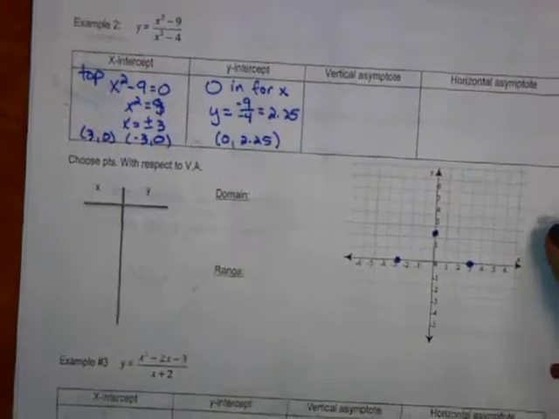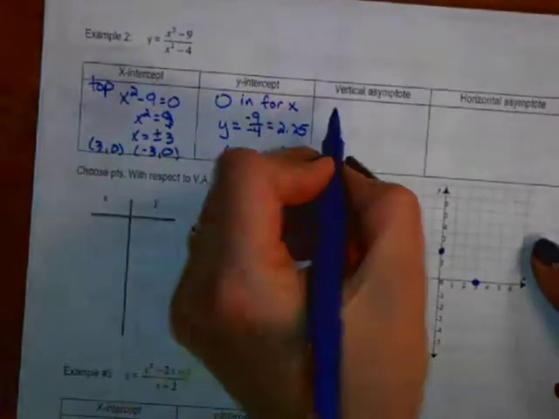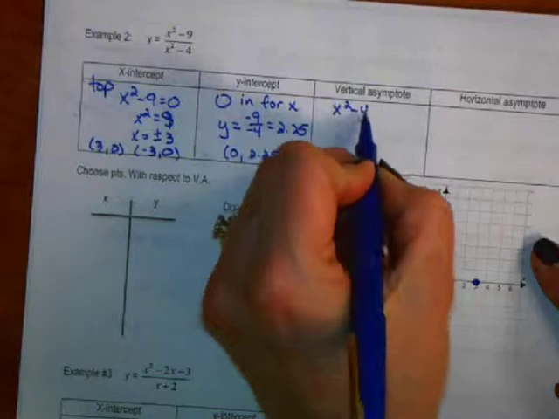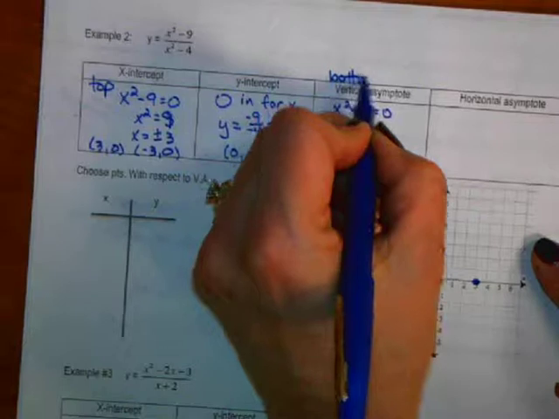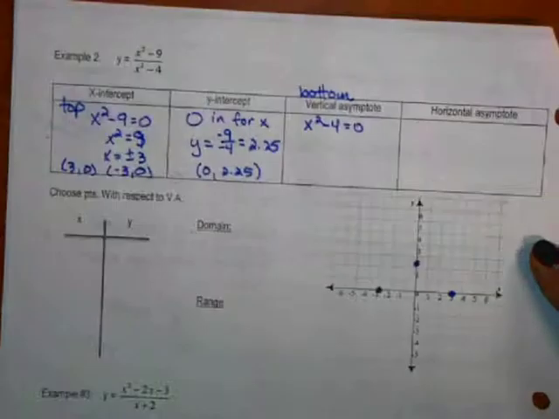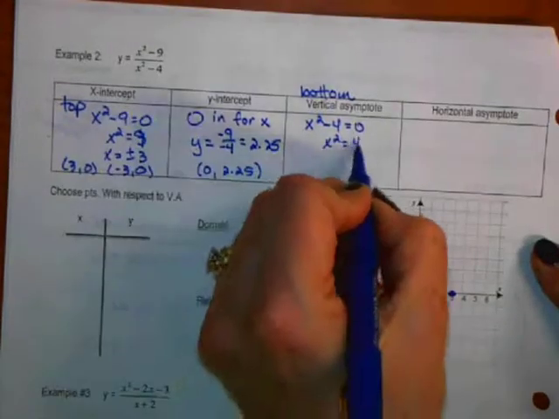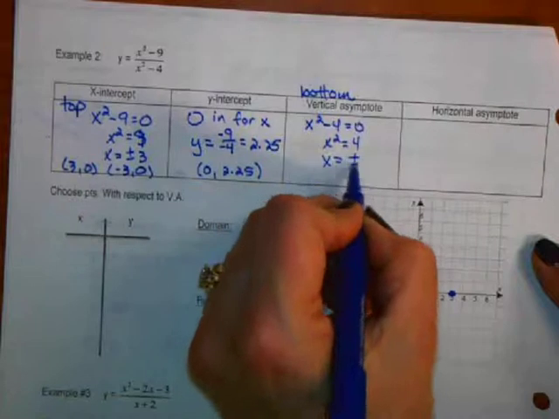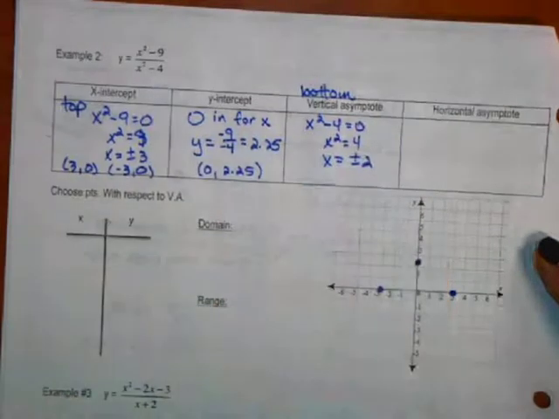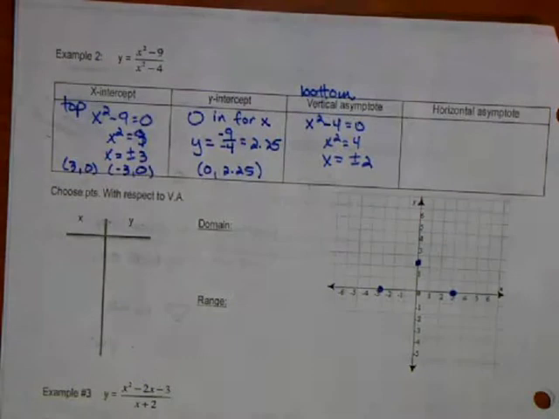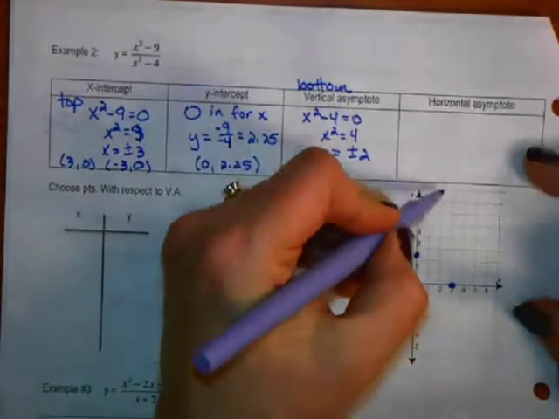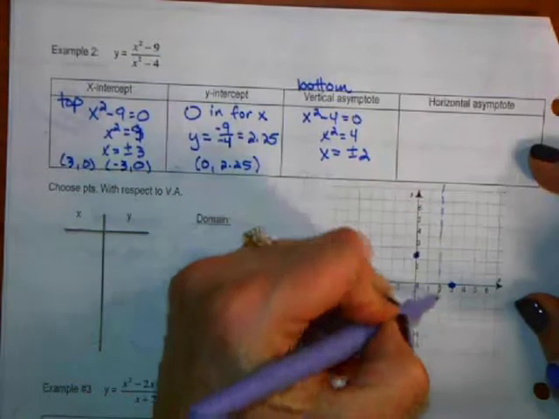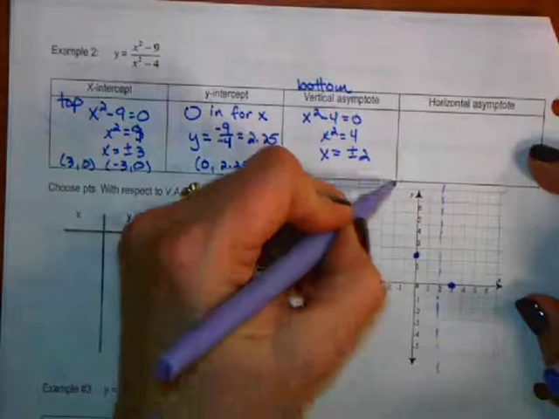Okay, let's see about vertical asymptotes here. Now remember that's based on the bottom. So I'm going to write x squared minus 4 equals 0. This is based on the bottom. X squared equals 4. X equals plus or minus 2. So this is your asymptote. So they're lines at positive 2 and negative 2. So I'm going to draw them. We've got two vertical asymptotes here.